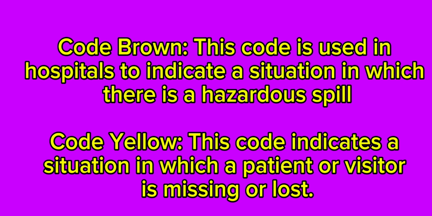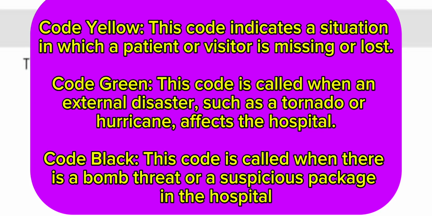The next codes, brown and yellow. Brown code is used in hospital to indicate a situation in which there is a hazardous spill. Code yellow. This code indicates a situation in which a patient or visitor is missing or lost. These are two different emergencies. One is for hazardous spills, the other indicates someone is missing or lost in the hospital. So brown is used for hazardous spills and yellow is used for patients, visitors, or someone who is missing or lost. You know already about this.